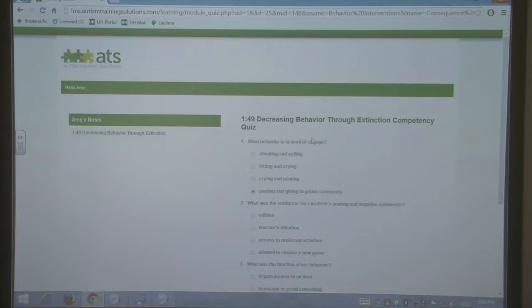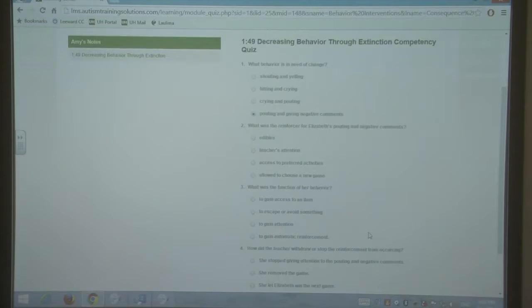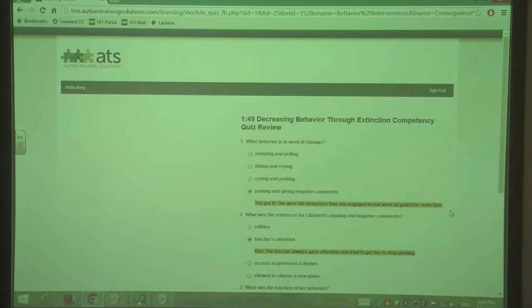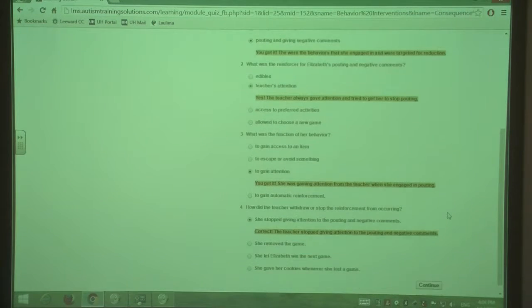So the behavior of pouting and giving negative comments was in need of change. The reinforcer for the pouting and negative comments was probably teacher's attention. What was the function of her behavior? To gain attention. How did the teacher withdraw or stop the reinforcement from occurring? She stopped giving attention to the pouting and negative comments. Great, you got it.